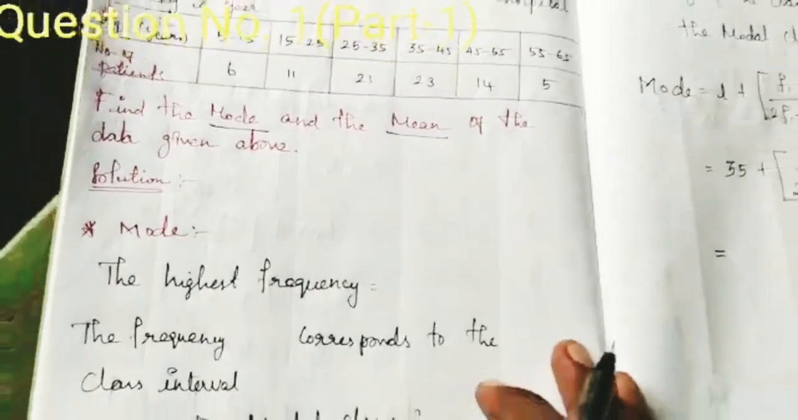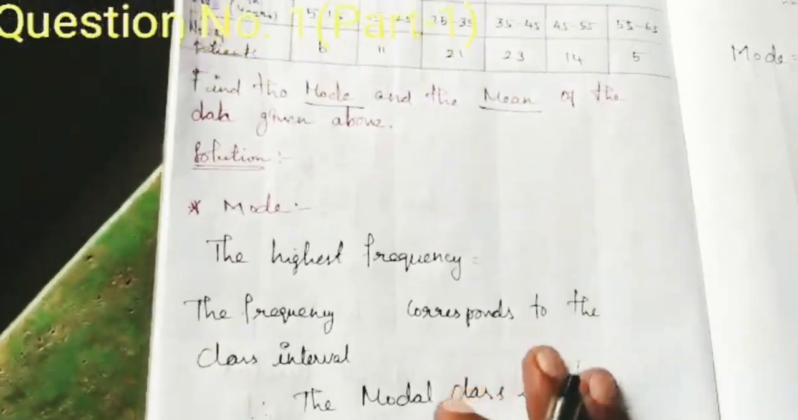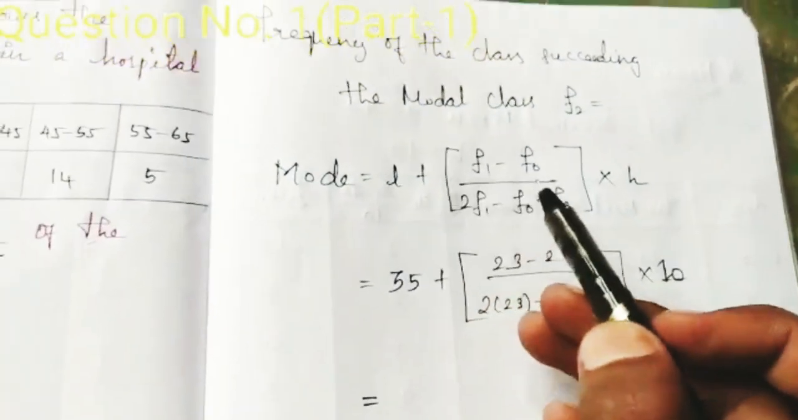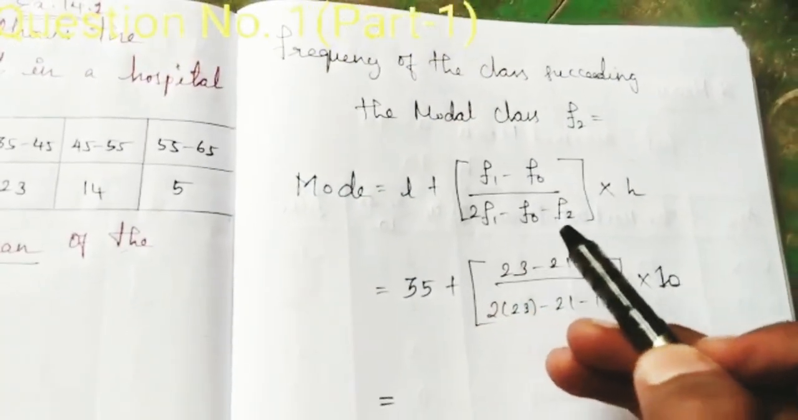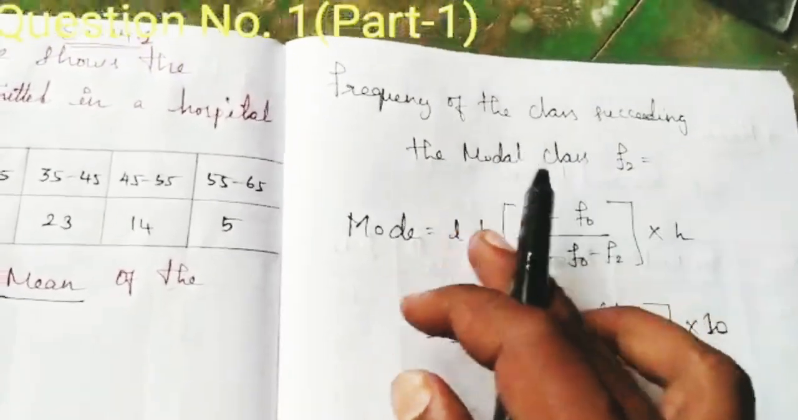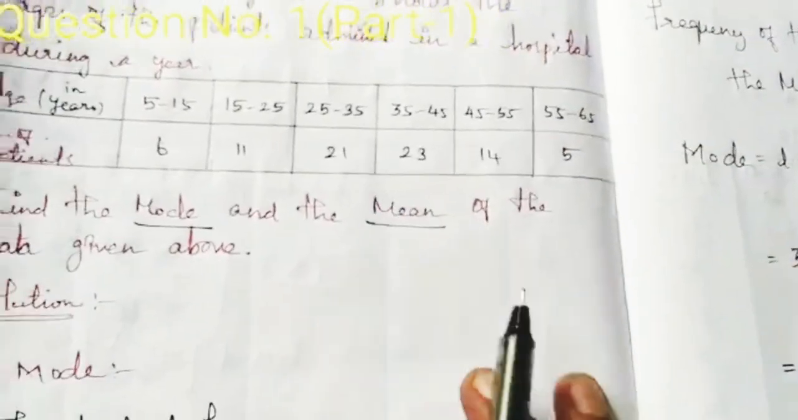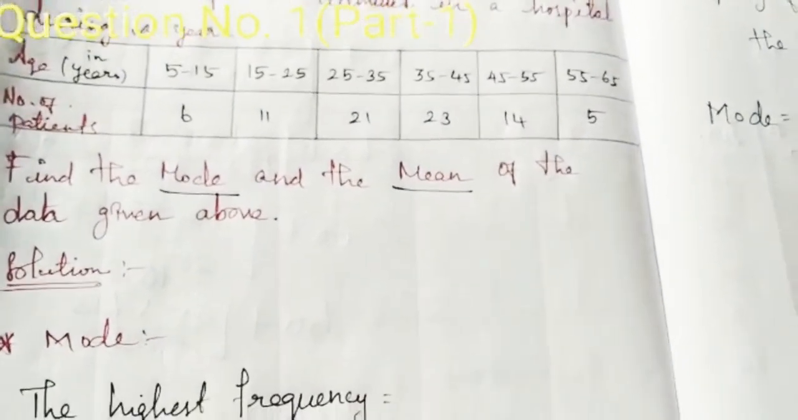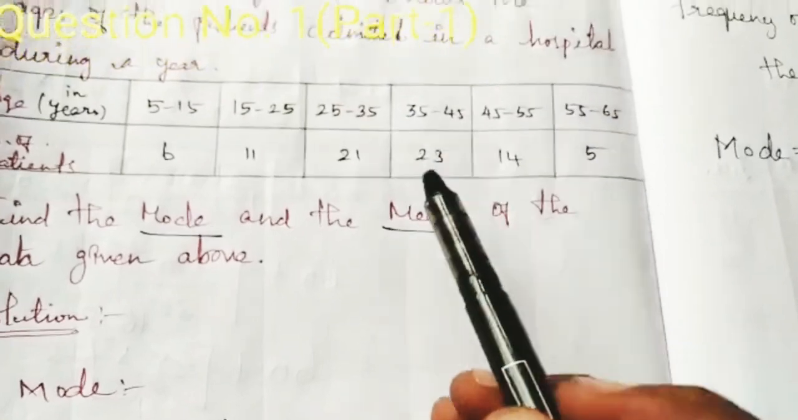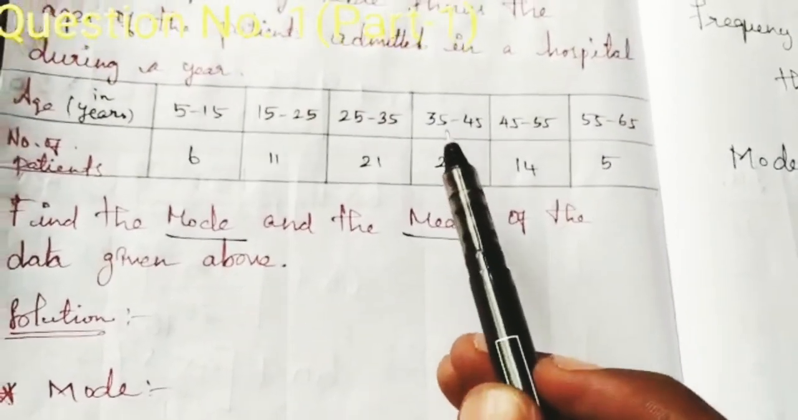Okay, first we have to find the mode. Mode formula is L plus F1 minus F0 divided by 2F1 minus F0 minus F2, multiplied by H. First we have to find these values from the table. Before that we have to know the modal class. What is the modal class? The modal class is nothing but the class interval with the highest frequency.